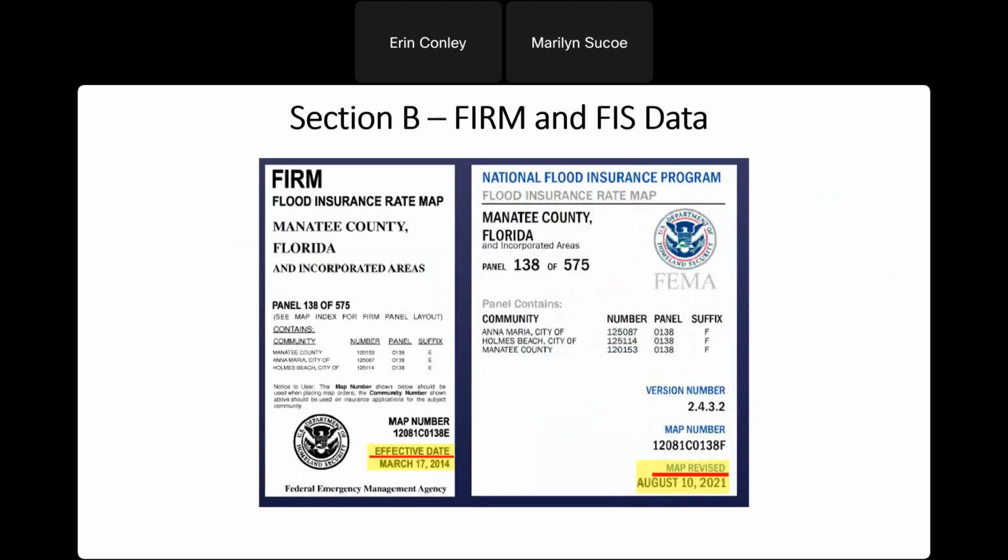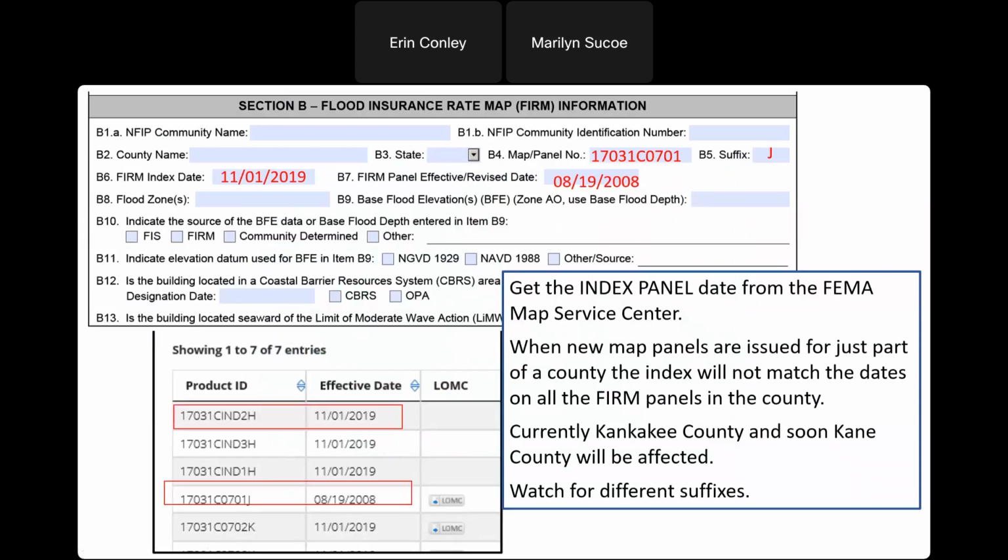Here's just an example of that from Manatee County, Florida, that shows the panel here, 138, has been updated, so it was revised from a 2014 to the 2021. And this is the way the old FIRM panel on the left would look like, and now the new one refers to it as a map revised date. Just another explanation of that.